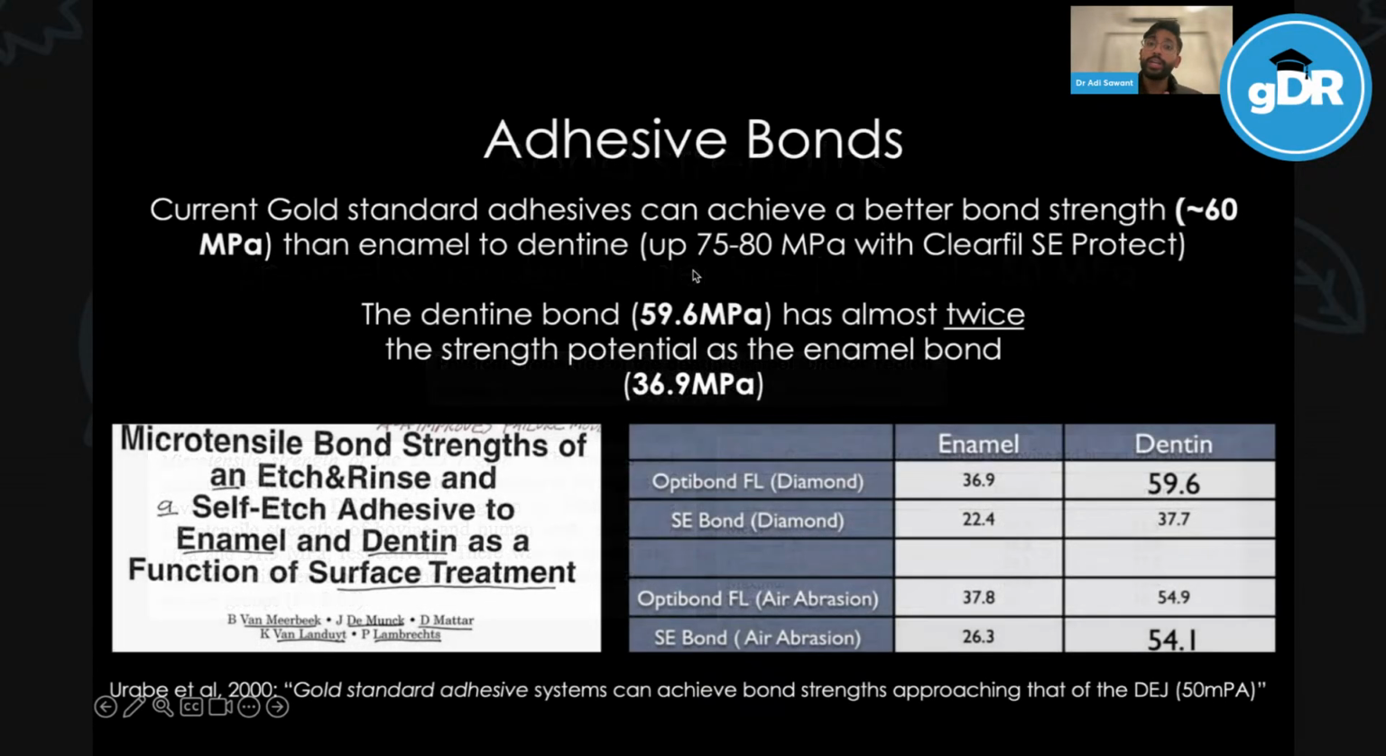Adhesive bonds, we know now, and we've known for a while, that we can achieve bond strengths that are more than that, especially in the dentine bond, right? You can see here that with these two, what we call gold standard adhesives, they're not gold standard because someone's just put a gold star on them. They're gold standard because they're the ones used in most of the research. We've got OptiBond FL and Clearfil SE Bond. And you can see the dentine bond has almost twice the strength potential as the enamel bond.